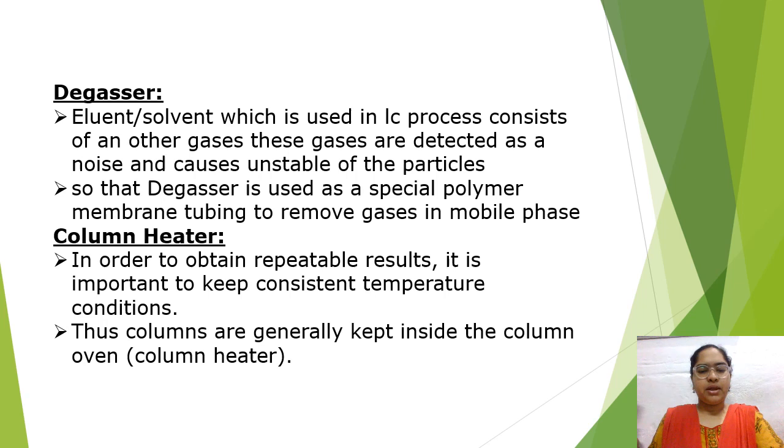Column heater. In order to obtain repeatable results, it is important to keep consistent temperature conditions. Thus, columns are generally kept inside the column oven. So, in the experiment, to get constant values repeatedly, it is necessary to maintain moderate temperature conditions, and this can be done by using a column heater.